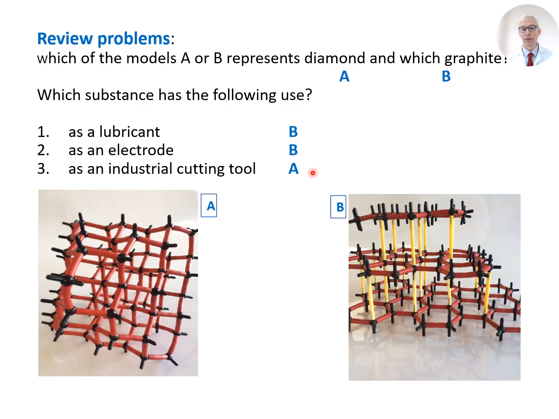What's distinctive of diamond is, of course, its extreme hardness. Graphite, if you recall, is soft and slippery, hence it is a lubricant. Graphite is an electrical conductor, hence it is suitable for an electrode. Diamond is strong and very hard, so it's used as an industrial cutting tool.